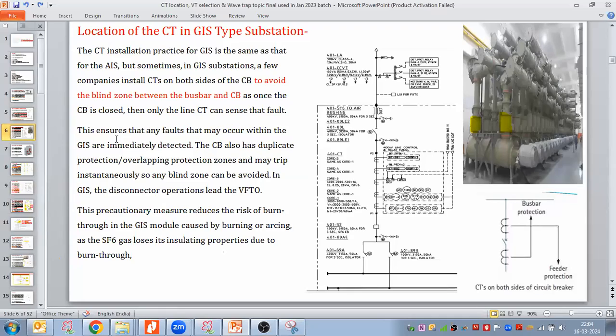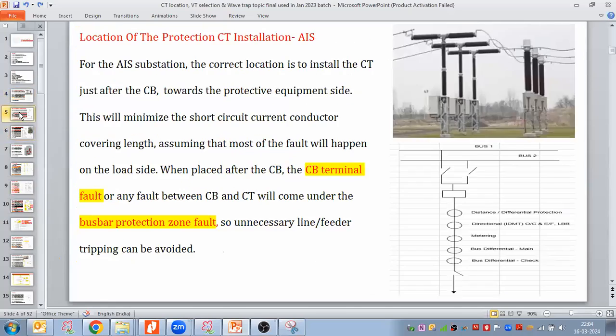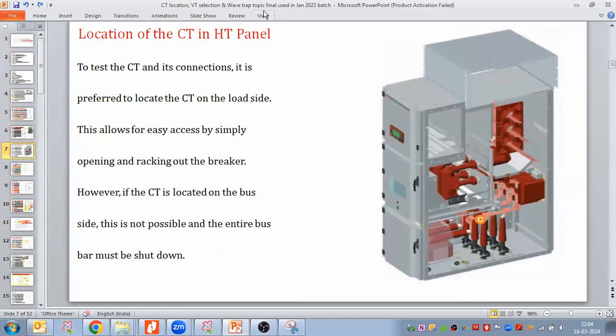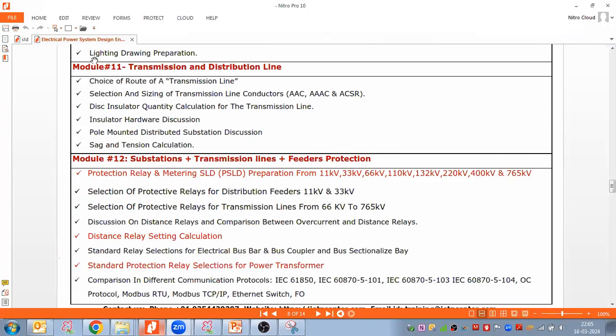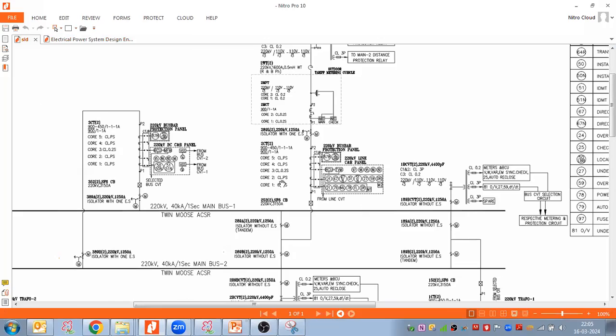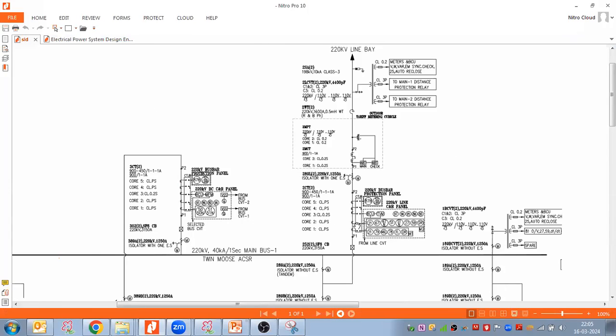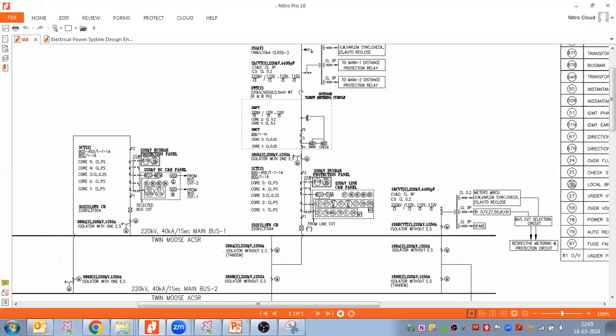Okay, except the burn through, that is clear. CT in... Sir, I have one doubt. Sir, in AIS, you have said that CT is placed after CB, but I've seen in SLDs, the line which is connected to bus in that section, CT is placed before CB, and the line which is connected from bus to transformer in that side, CT is placed after CB.